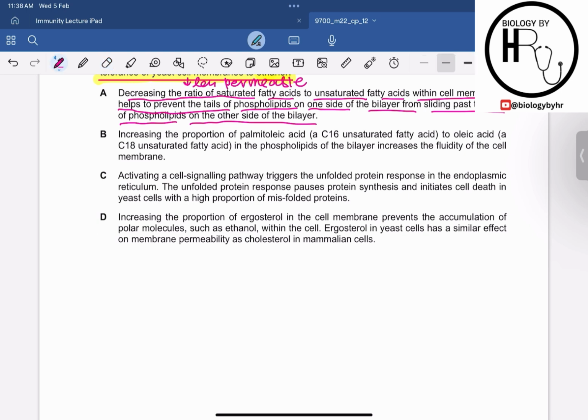Now what does it mean when they talk about the ratio of saturated fatty acids to unsaturated fatty acids decreasing? If the ratio decreases, it means that there are more unsaturated fatty acids and fewer saturated fatty acids. Saturated fatty acids do not have kinks, whereas unsaturated fatty acids have kinks, right?